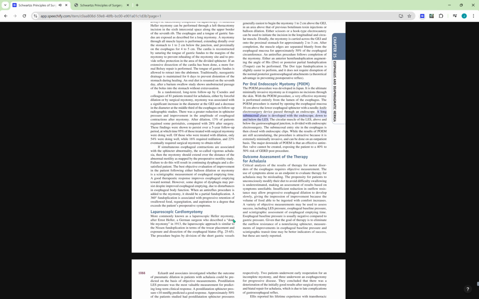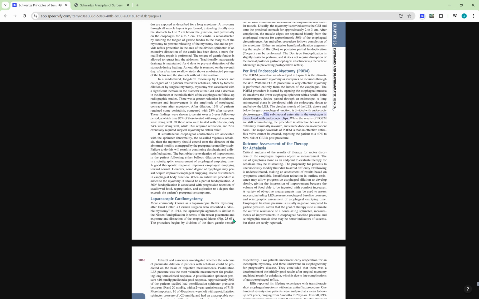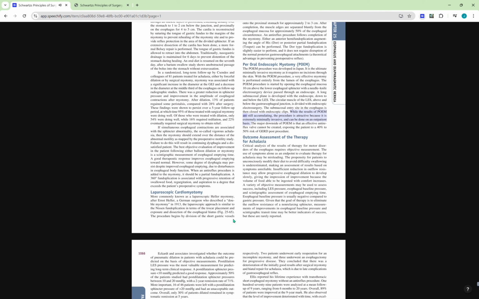A long submucosal plane is developed with the endoscope down to and below the LES. The circular muscle of the LES, above and below the gastroesophageal junction, is divided with endoscopic electrosurgery. The submucosal entry site in the esophagus is then closed with endoscopic clips. While the results of POEM are still accumulating, the procedure is attractive because it is extremely minimally invasive and can be done on an outpatient basis.